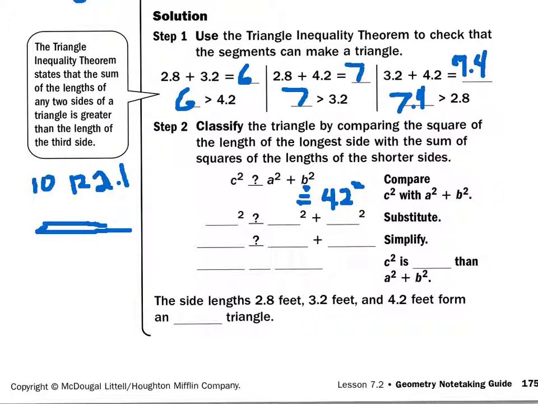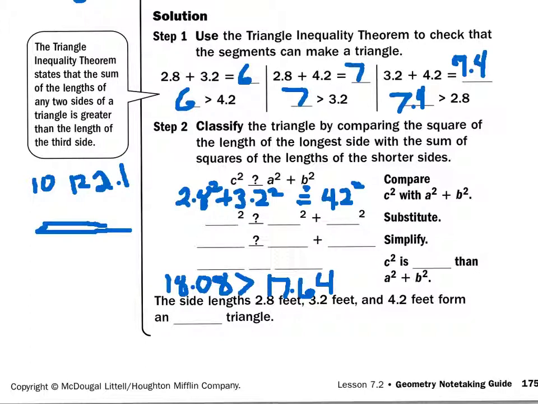And then a squared plus b squared would be 2.8 squared plus 3.2 squared. Okay, 2.8 squared plus 3.2 squared on your calculators will be 18.08. And then 4.2 squared is 17.64. And then 18.08 is bigger. So what does it mean when a squared plus b squared is bigger than c squared? That means that this is an acute triangle. Okay? If a squared plus b squared together is bigger than c squared.